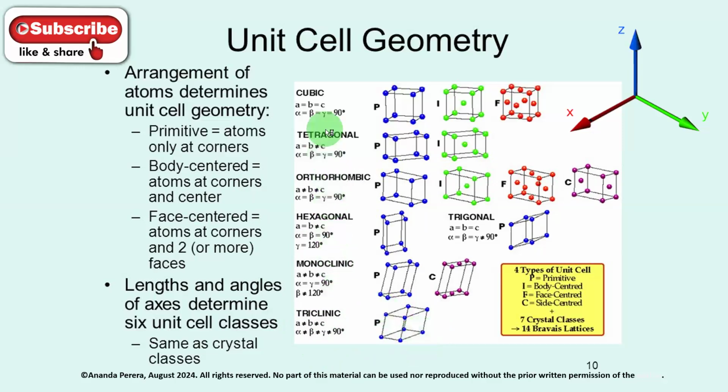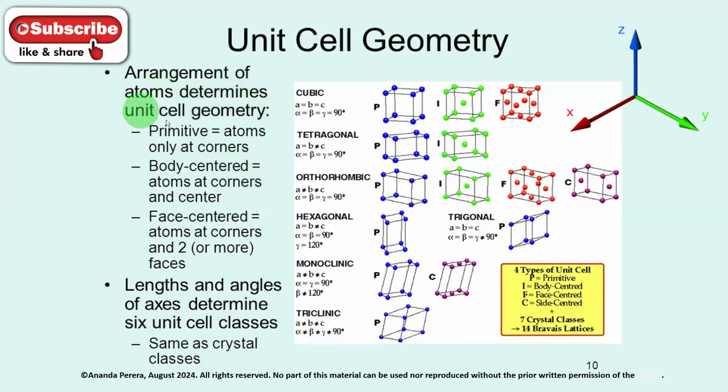1, 2, 3, 4, 5, 6. Here it is 6. Then you need to understand these 6 and those 7 crystal classes we learned earlier. So it is very easy to remember when you clearly understand.